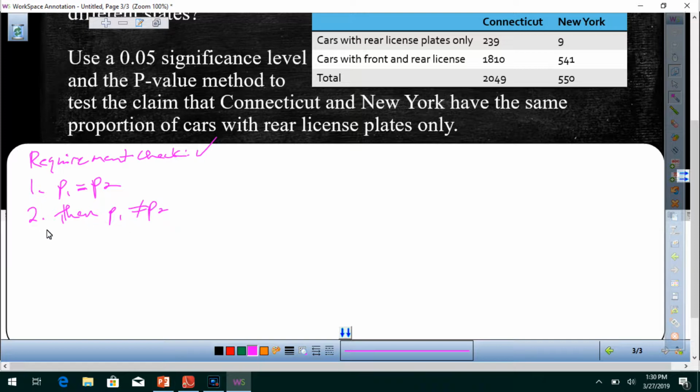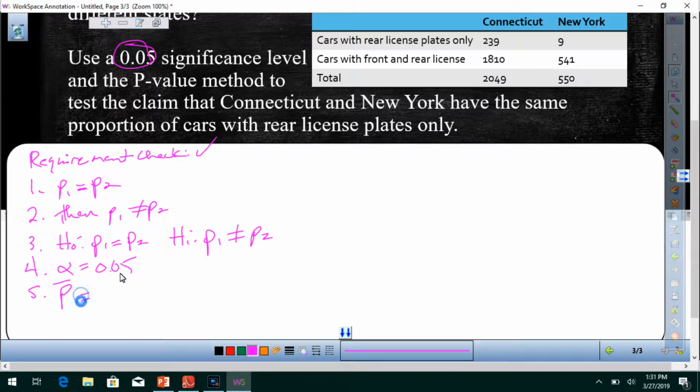Step 3, we're going to have our null hypothesis P sub 1 equals P sub 2, and our alternate hypothesis is P sub 1 is not equal to P sub 2. Our alpha is 0.05, so alpha equals 0.05, and that's our significance level. Step 5, we're going to use P bar.